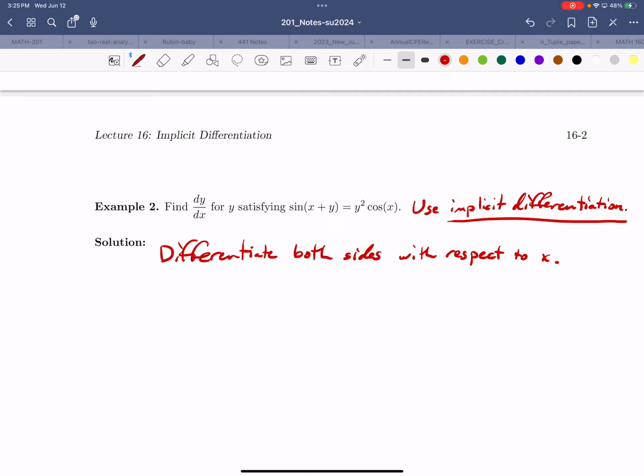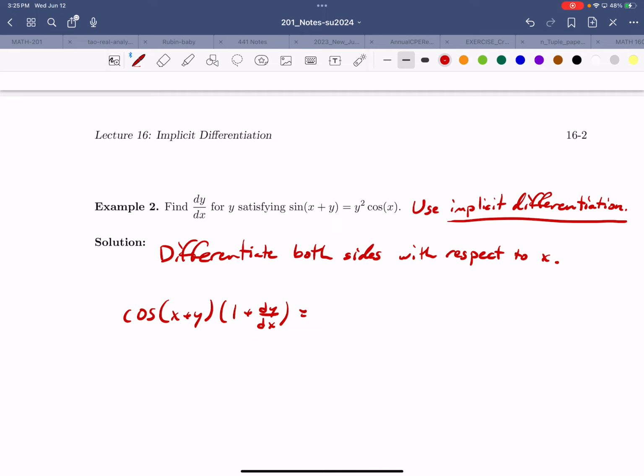Alright, so we get cosine, right? We take the derivative of sine, we leave the inside the same. And then we have to multiply by the derivative of the inside, which is 1 plus, now what's the derivative of y with respect to x? Well, by definition, it's just dy over dx, right? That's what we're solving for, okay? So anyway, now let's take a look at the next side, right?